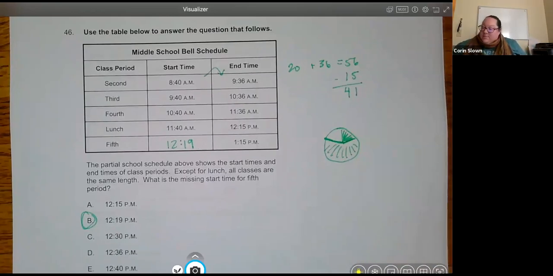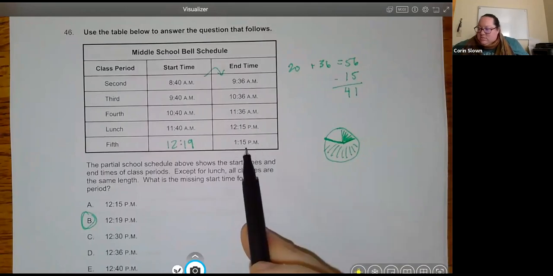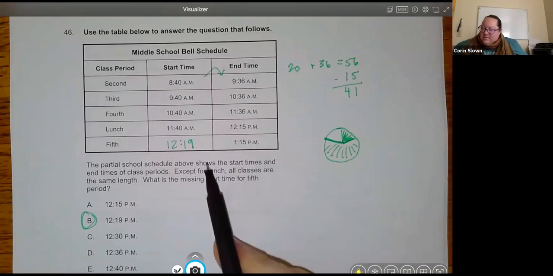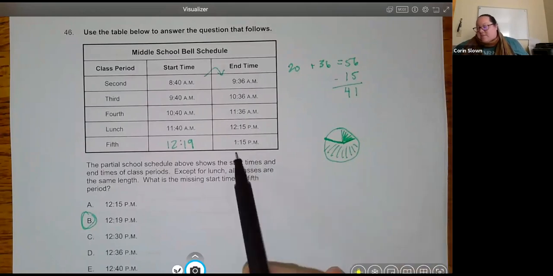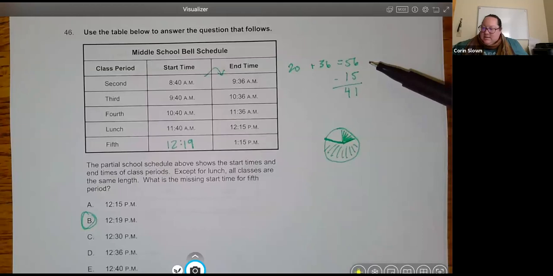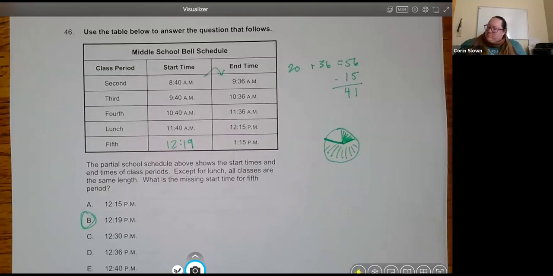Another way you can solve that problem is you can think about the difference. So 1:15, and then work backwards from 56 minutes. Or you could think about how you could partition that in terms of segments of time that make sense to you. So I think the key here is being able to figure out that each block is 56 minutes and then being able to work backwards from 1:15. Okay.